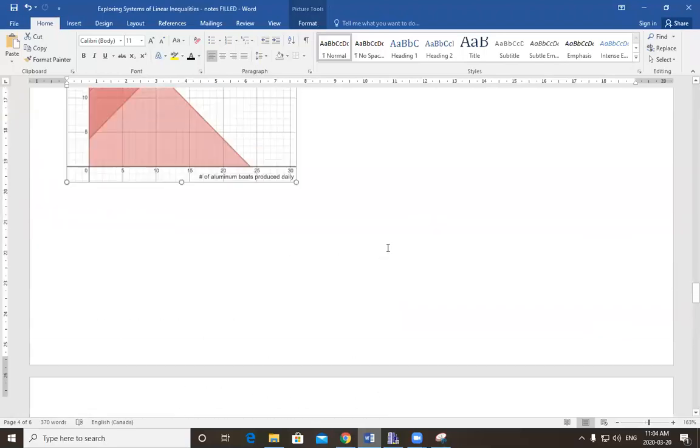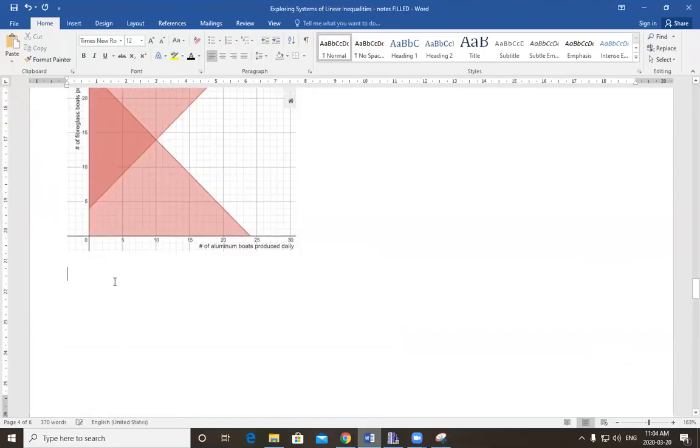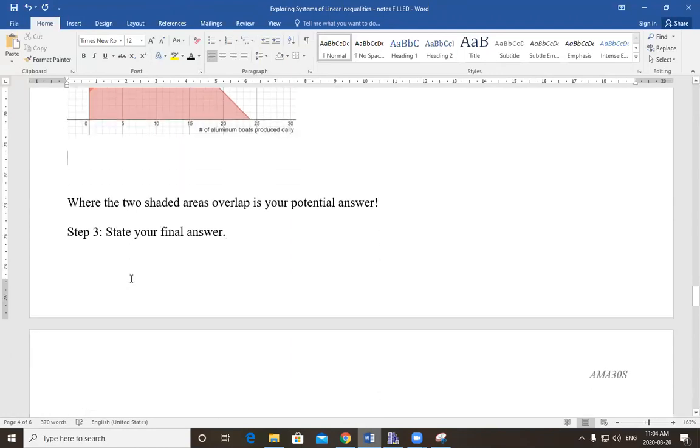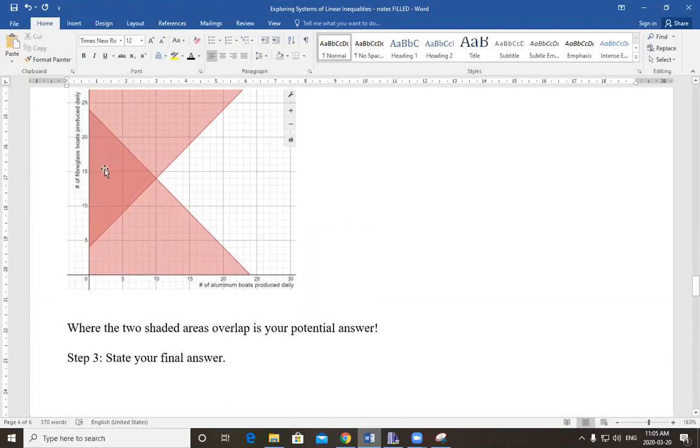The last step, I'll just bring this back up onto the single page. As you can see, where the two shaded areas overlap is your potential final answer. And we can state a final answer. So we just have to pick 2 points in the solution region. So I'm going to pick X is 5 and Y is 10. So I'm going to go point A, and we always label our points, capital letters, colon, and then state it as a coordinate pair. So X is 5, Y is 10.